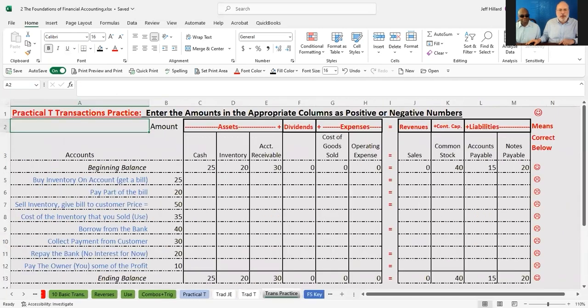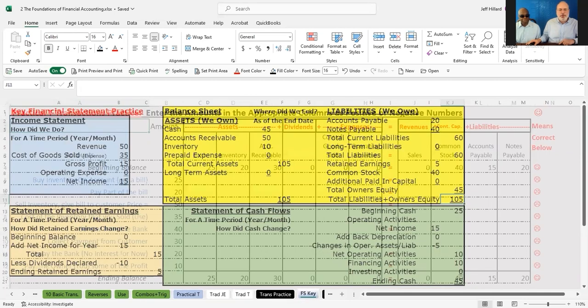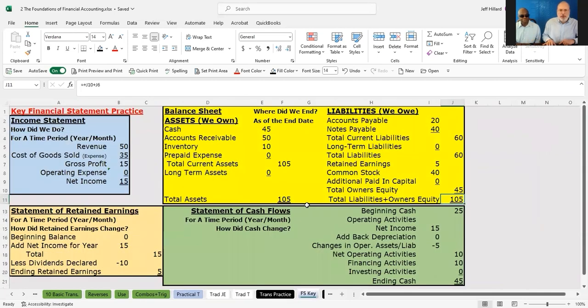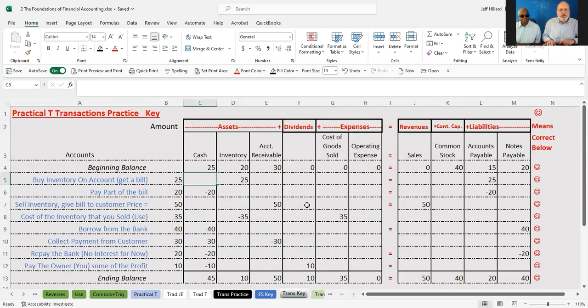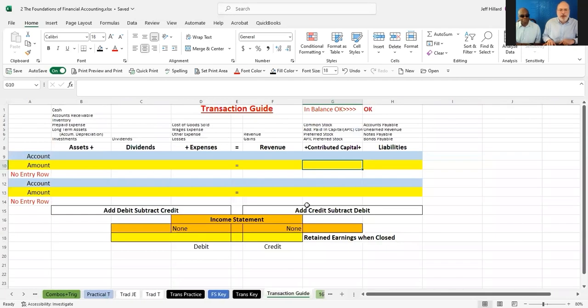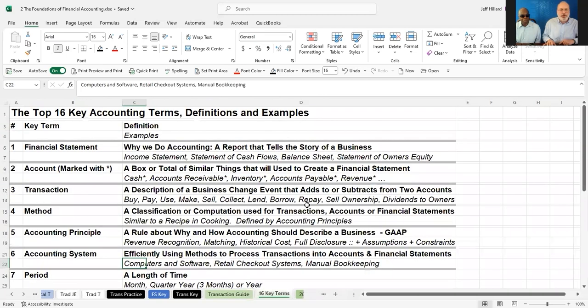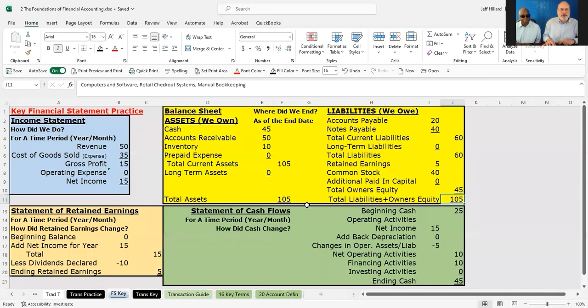And finally, we're going to give you a chance to practice with the practical T. And when you get it right, these frowny faces will turn to smiley faces. We're also going to show you a key to what the financial statements should look like when you're done. A key to the transactions. I'm not going to put that up there because you're going to peep. And an extra copy of the transaction guides, key terms, and account definitions.